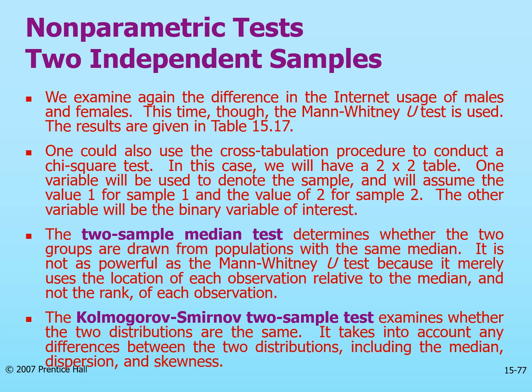We examine again the difference in internet usage of men and women. This time, the Mann-Whitney U test is used. One could also use the cross-tabulation procedure to conduct the chi-square. In this case, we will have a 2 by 2 table. One variable will be used to denote the sample, and we assume the value 1 for sample 1 and 2 for sample 2. The other variable will be a binary variable.